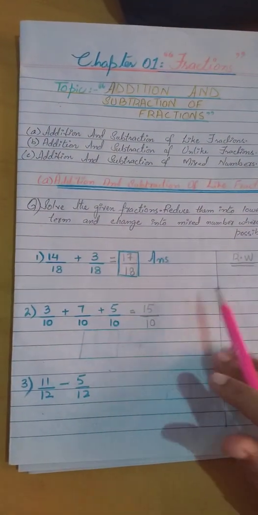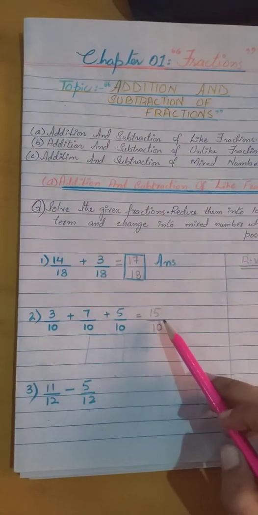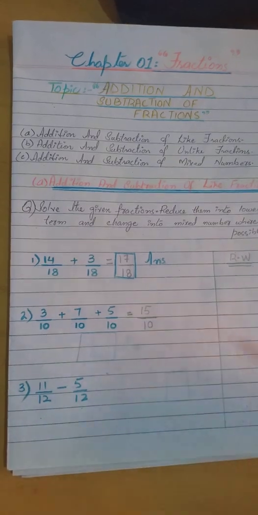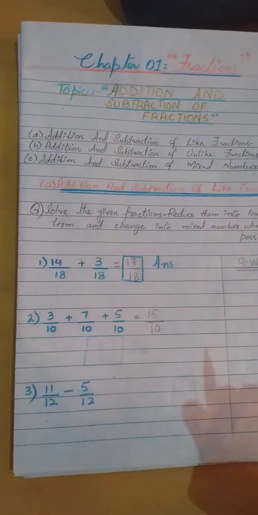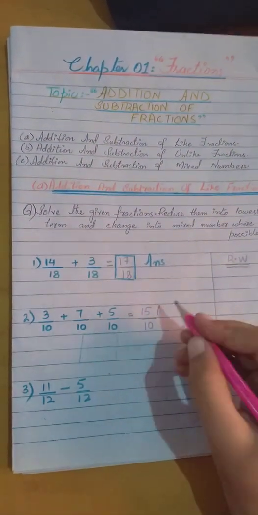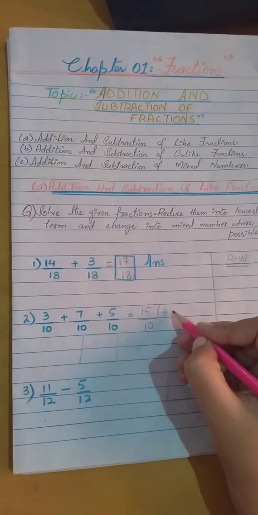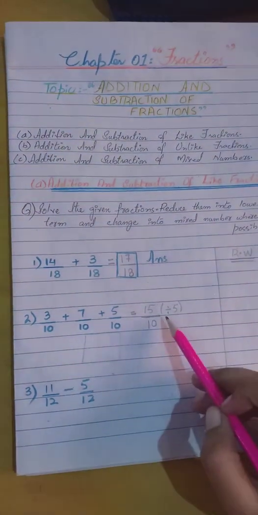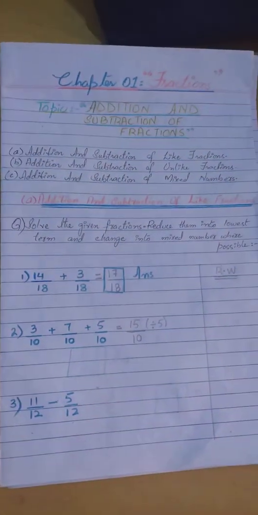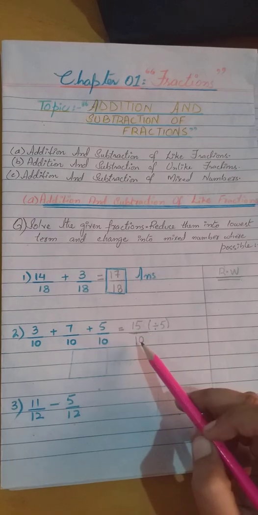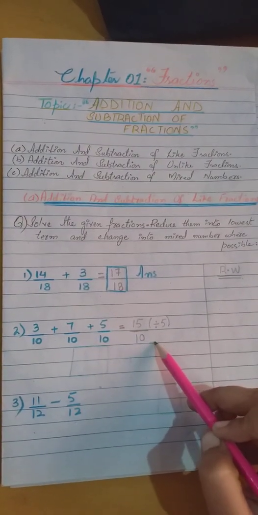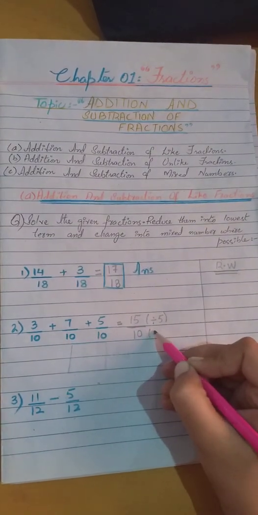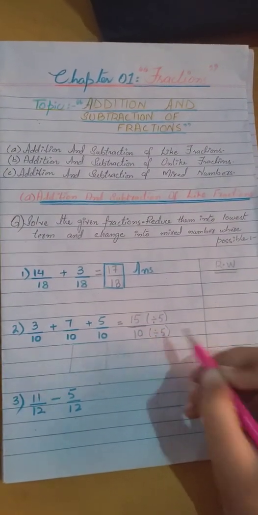Now the fraction that we have is 15 upon 10. Now again we will check whether it can be converted into the lowest term. Yes, it can be converted. If we divide 15 by 5, and always remember students, we have to divide both the numerator and denominator by the same number. So if we are dividing 15 by 5, we have to divide 10 also by 5.